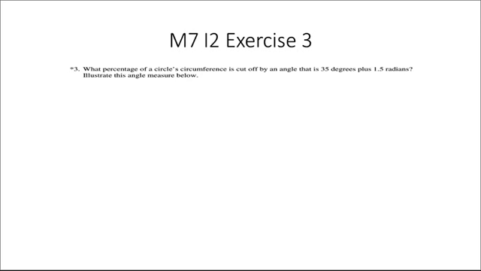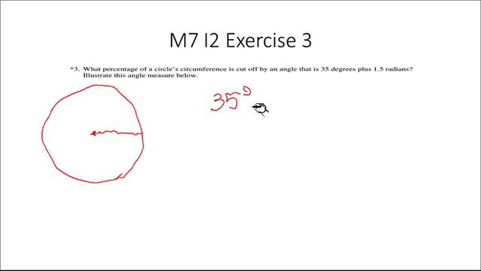Okay, so I'm thinking for exercise 3, it might be useful to begin to think about this in the context of a picture. It says, what percentage of a circle's circumference is cut off by an angle? So we have some angle that is 35 degrees. So let's sketch our 35 degrees, right? And again, we're asked for a percentage, so we're ultimately going to want to figure out what percentage of 360 degrees that gives us, and maybe we can sketch a 35 degree angle. That would be our 35 degrees.